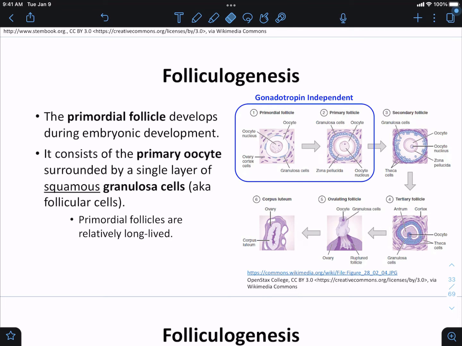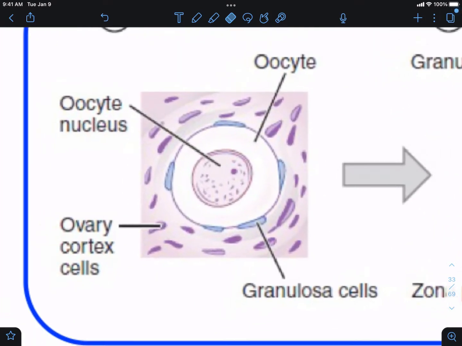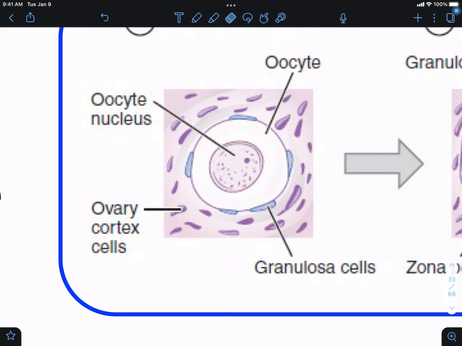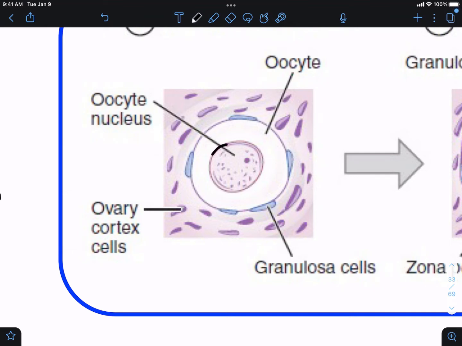Folliculogenesis is the development of the follicle that surrounds the oocyte. The oocyte, as you will recall, if we zoom in on this figure here, prior to birth is going to go through the process of meiosis 1, but it will arrest in prophase 1. I've drawn a circle around what is the nucleus of the oocyte.